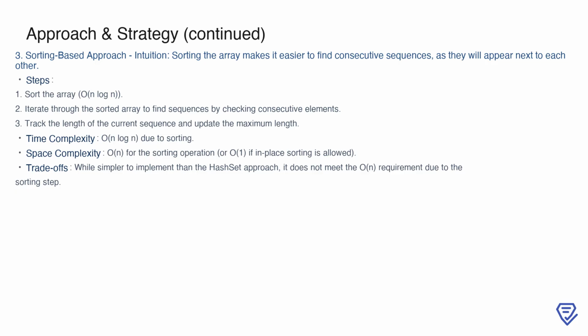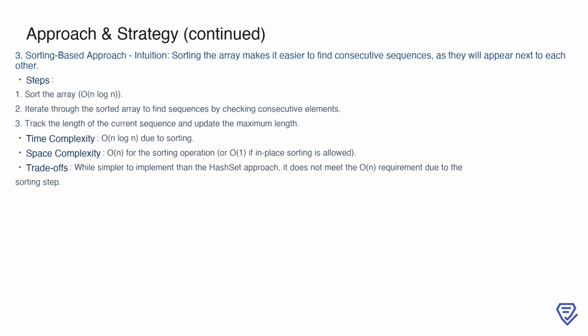Another strategy to solve this problem involves sorting the array. Once the array is sorted, consecutive sequences become adjacent, making it easier to identify and count them. To implement this, we first sort the array, which takes O(n log n) time. Then, we iterate through the sorted array and compare each element with the previous one to determine if it continues a sequence. If it does, we increment the current sequence length. If it doesn't, we reset the count and update the maximum sequence length if the current one is longer.